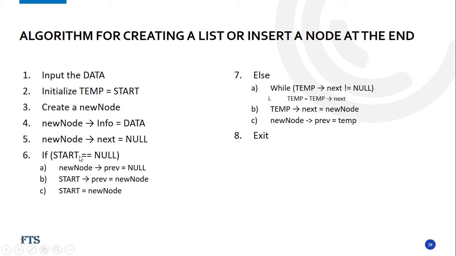To create a list for inserting a node at the end, first input data, then temp should be equal to start, create the new node, info should be equal to data. We are inserting at the end, therefore its next pointer should point to null. If start is equal to null, new node previous should be equal to null, start previous should be equal to new node, start should be equal to new node. Else move to the last node, while temp next is not equal to null, move next. Temp next should be equal to new node, and new node previous should be equal to temp, then exit.